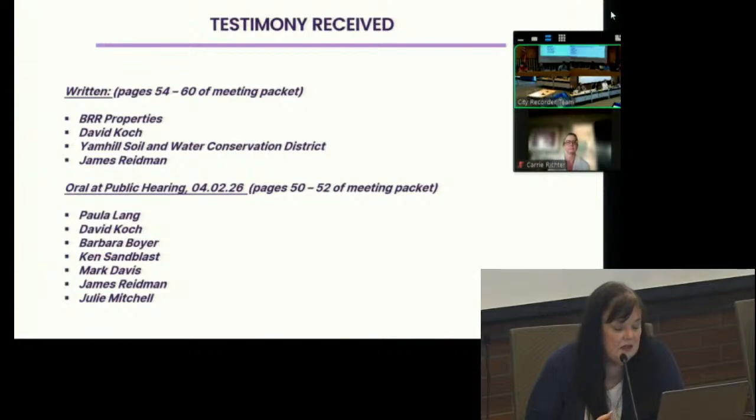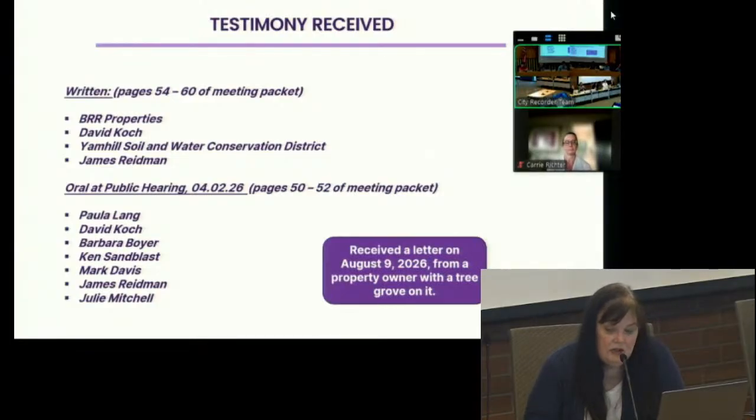I would say we received testimony in support from people who really want to see this move forward, and we received testimony from property owners with concerns about how it impacted their individual properties. We did receive a letter this weekend, on August 9th, from a property owner with a tree grove on it.